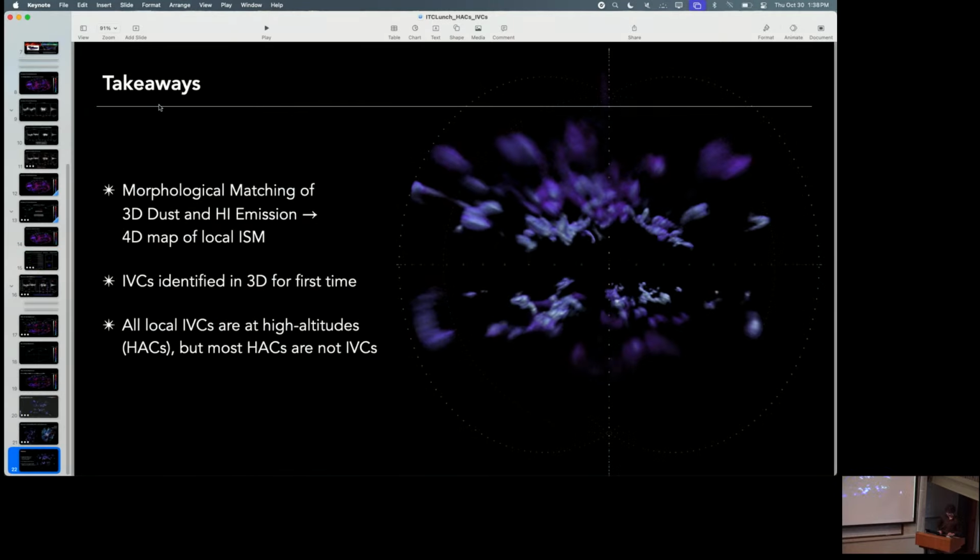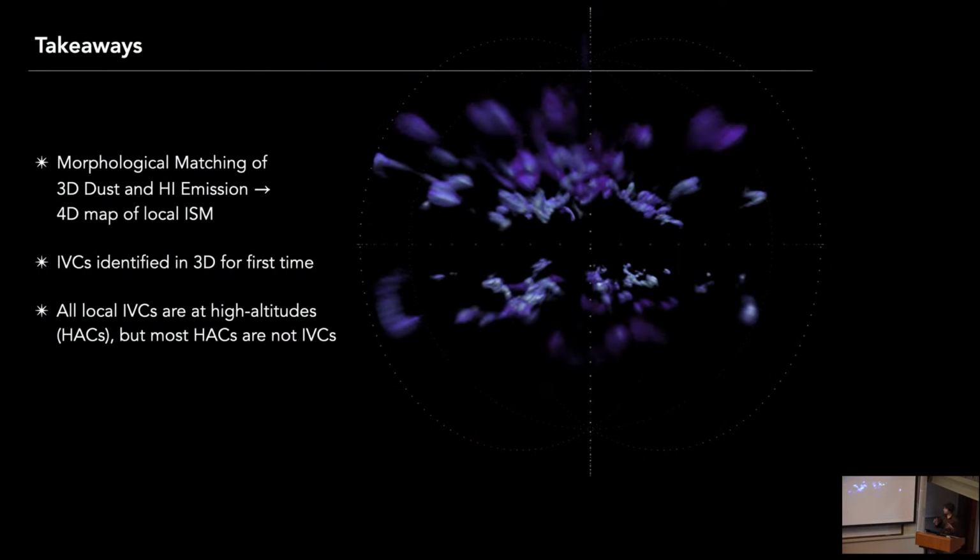So for the first time, we've been able to create 4D maps of structures in the local interstellar medium, so distances and velocities simultaneously. We've been able to use these to find a number of intermediate velocity clouds in 3D for the first time. And stay tuned for our paper where we talk about some other exciting clouds in this sample. So with that, I'd be happy to take any questions.